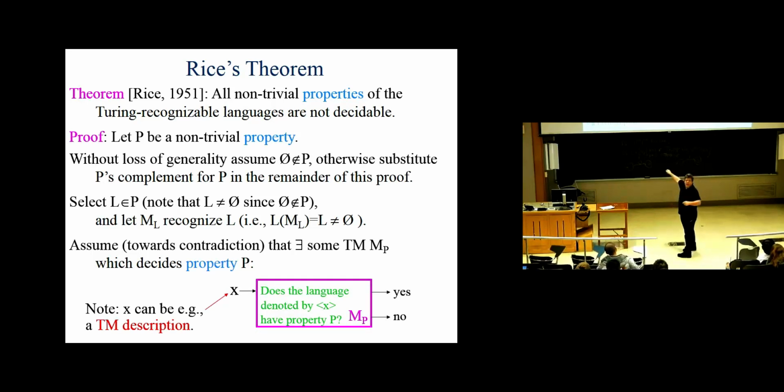This goes back to the question that was asked earlier. How do you present a recognizable language to an algorithm or to a Turing machine or even to another person? You can give the Turing machine description, or grammar, or other equivalent descriptions.